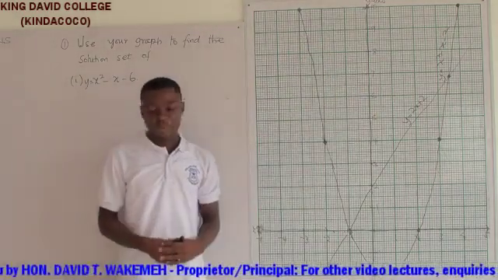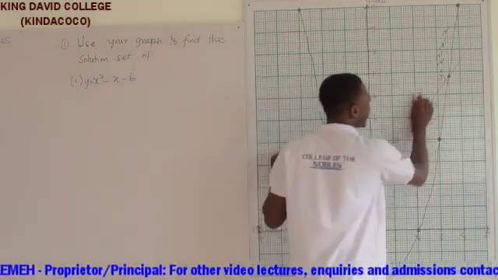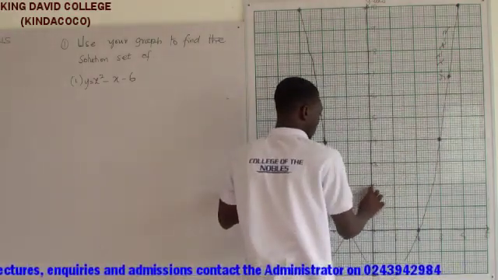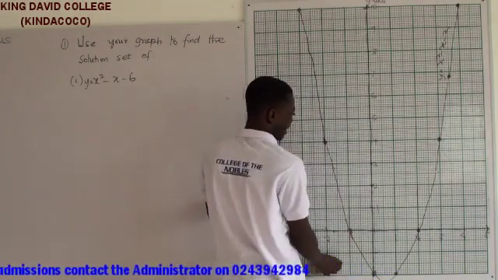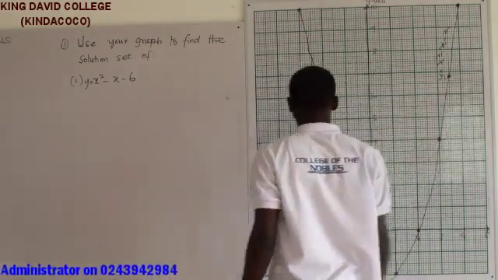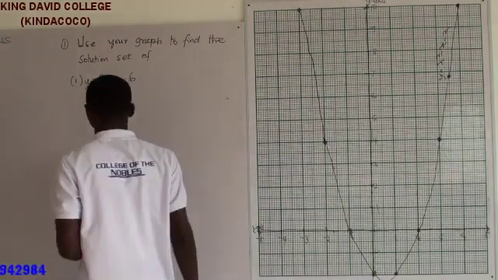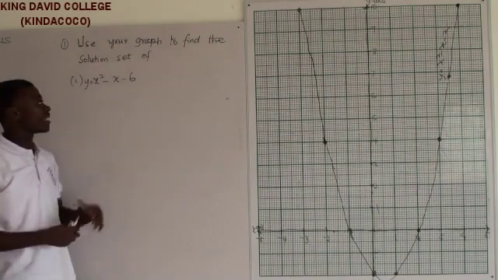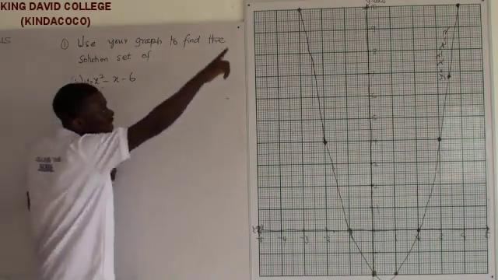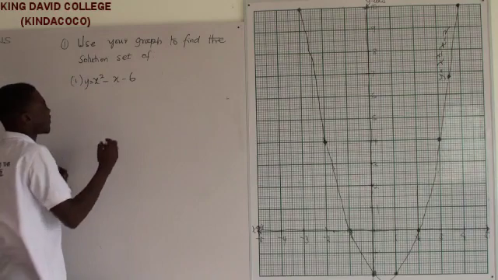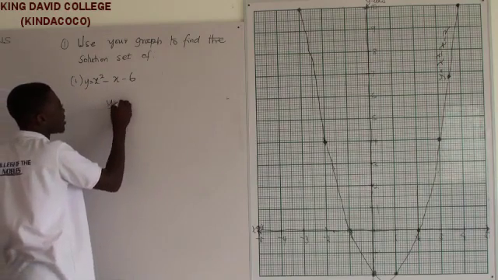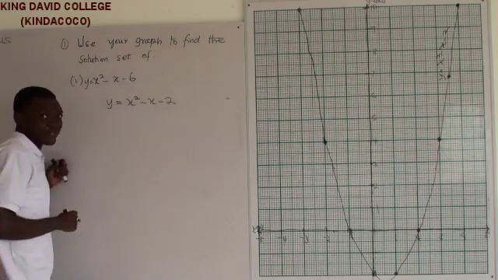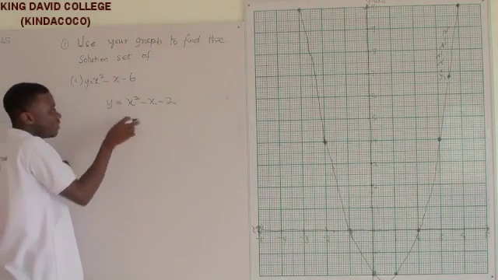Okay, so this is how we do it. Let me remove the line from this. Okay, so we are done with this line here. So here, they're asking us to find the roots of this equation using our graph. What you need to do is that, you see the graph you've drawn. The equation of that graph is y is equal to x squared minus x minus 2. That's the equation.